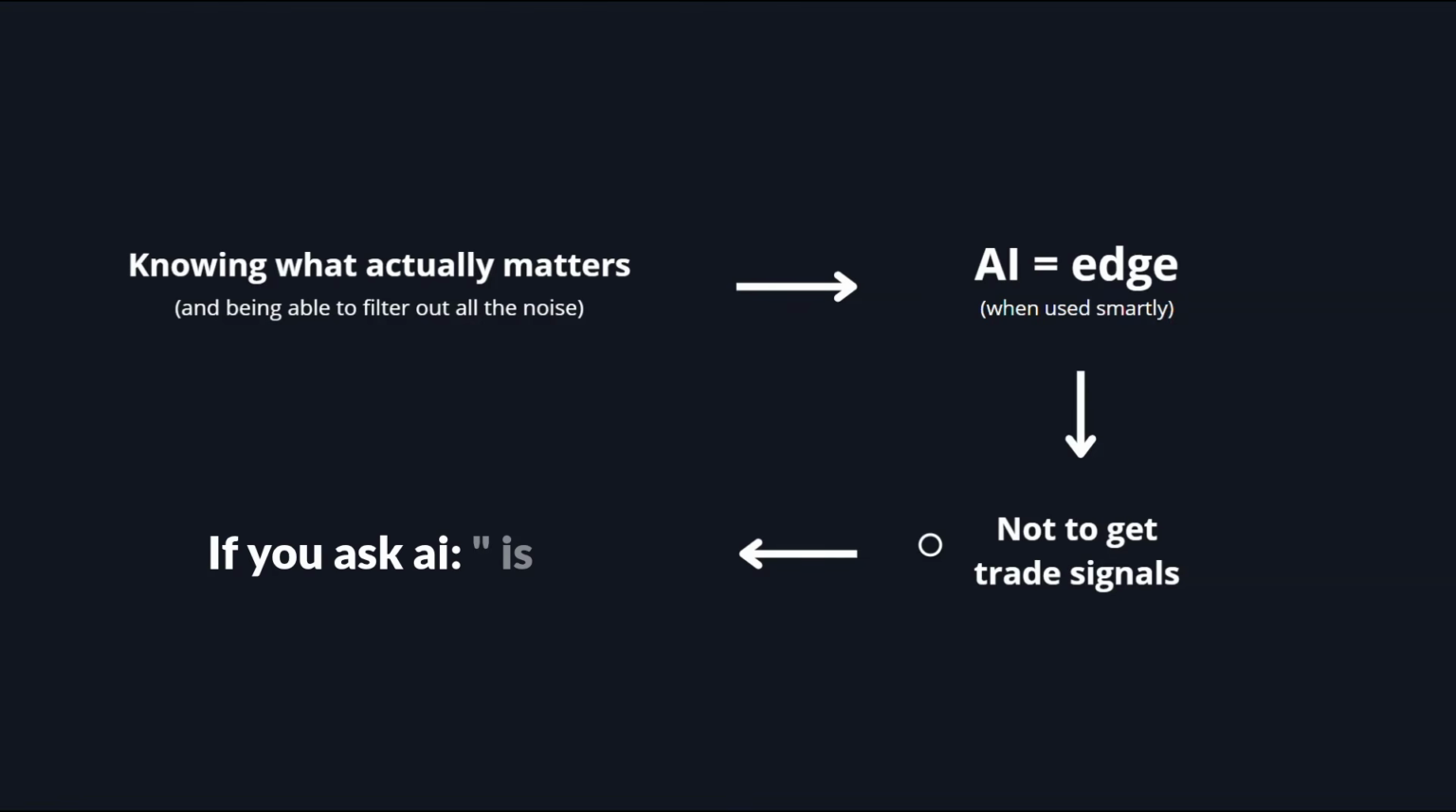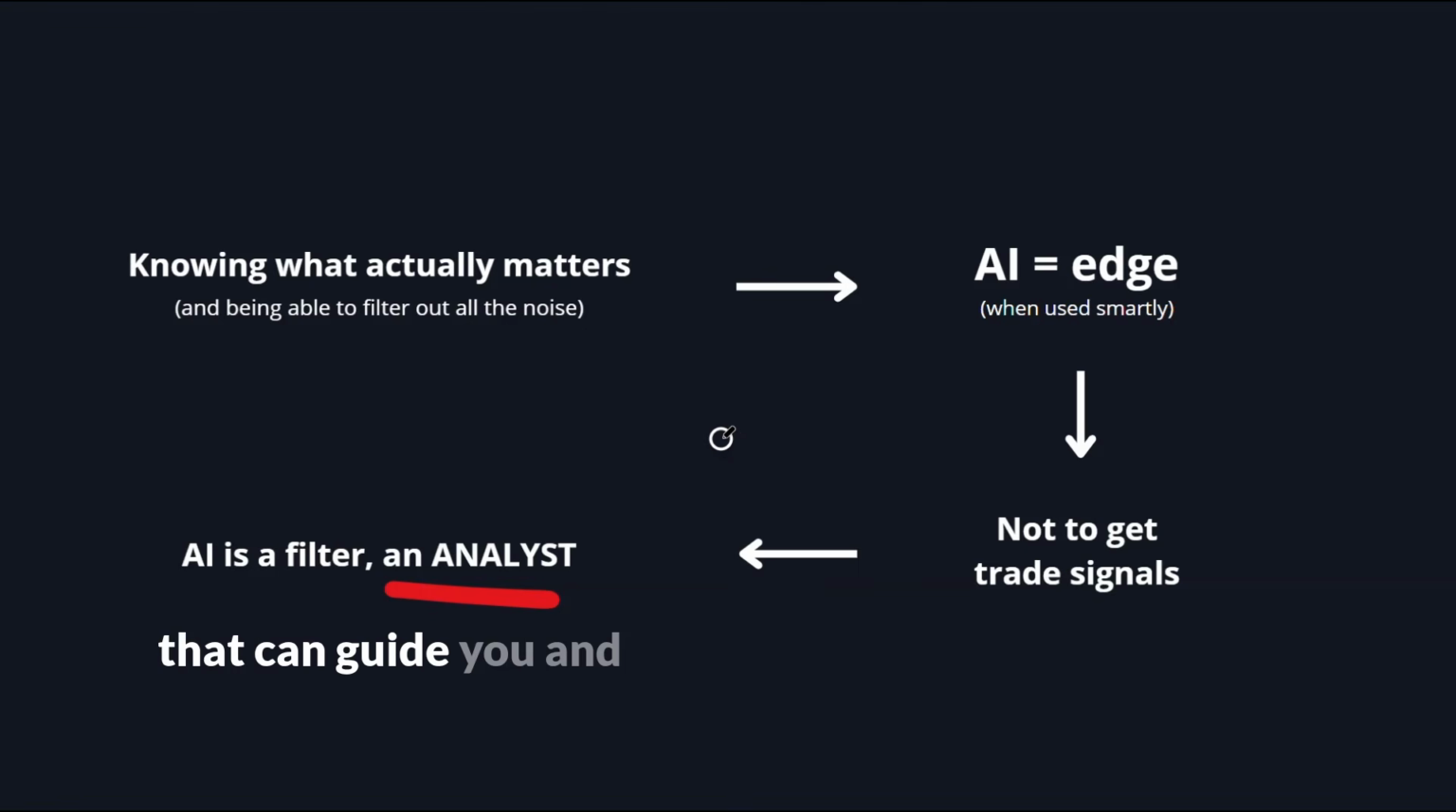If you ask AI, is the USD going to go up tomorrow? You just lost the plot already, okay? Artificial intelligence is not a trader. Artificial intelligence is a filter, an analyst that can guide you and help you understand and decipher the context so you can make the best decisions.